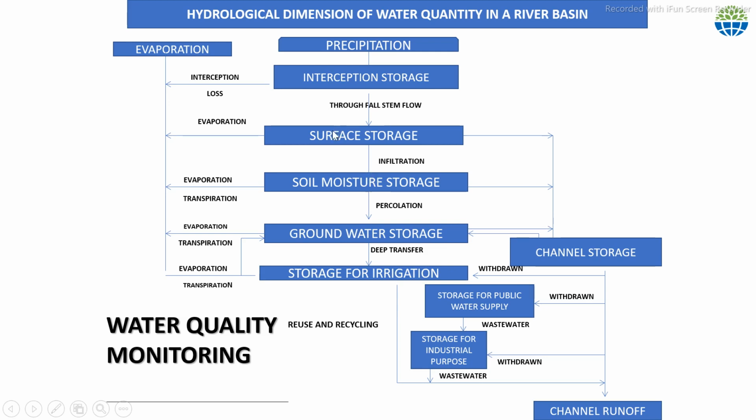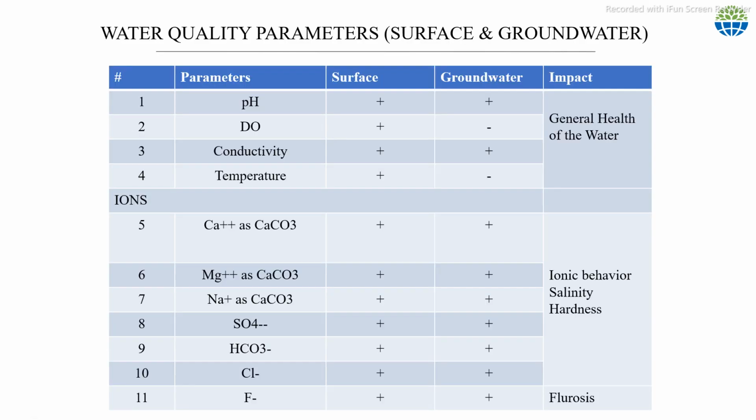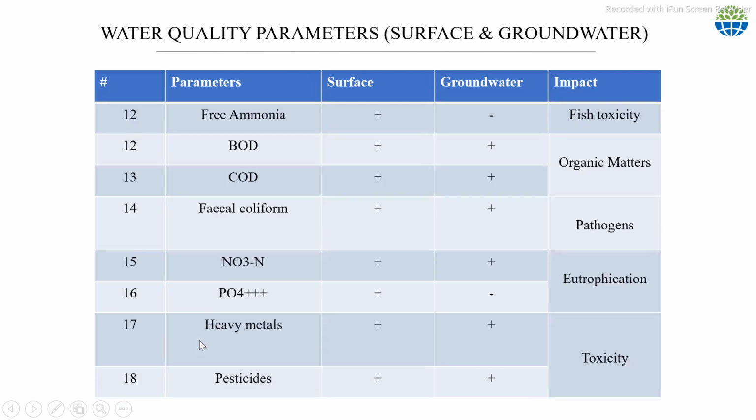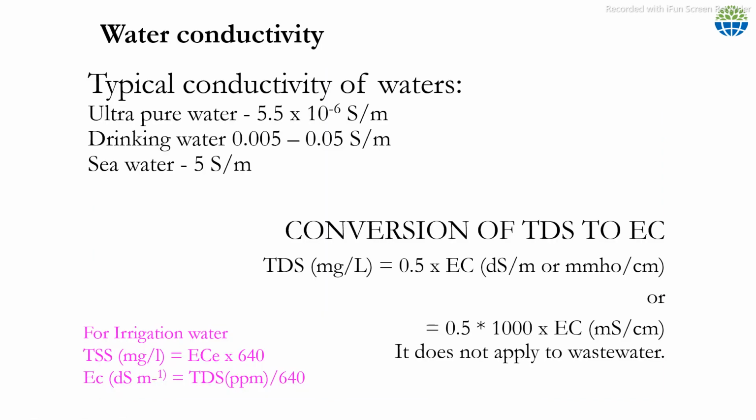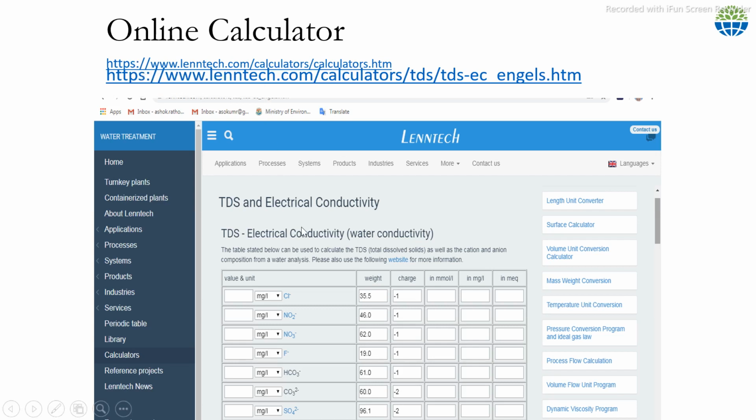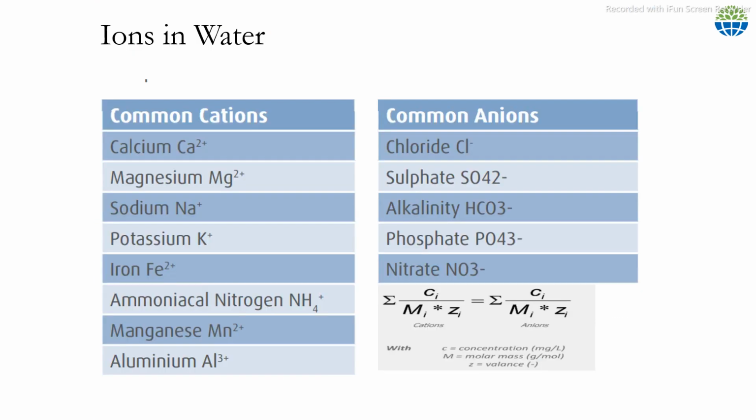hydrological monitoring and hydrological study, CGWB is the agency where data is available. Here you can see water quality parameters, like in case of PSDO, these parameters are required: iron, sulfate, carbonate, chloride, fluoride, magnesium, sodium, ammonia, BOD, COD, fecal coliform, heavy metal, pesticide, etc. And ionic balance can be checked online also. Otherwise, you can use the ionic balance Excel sheet.